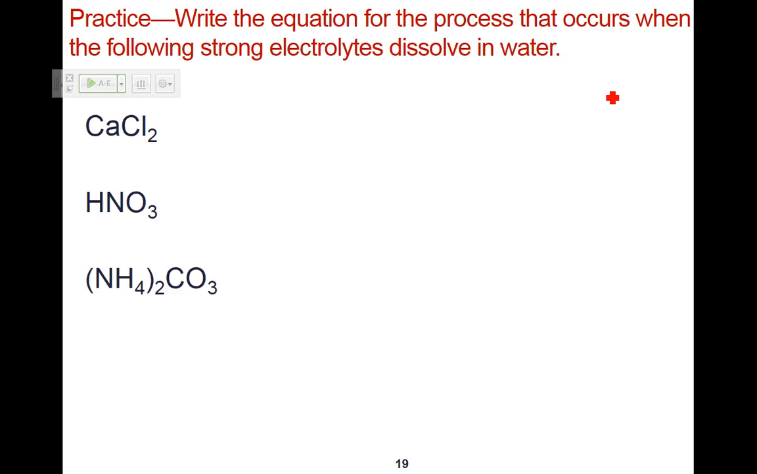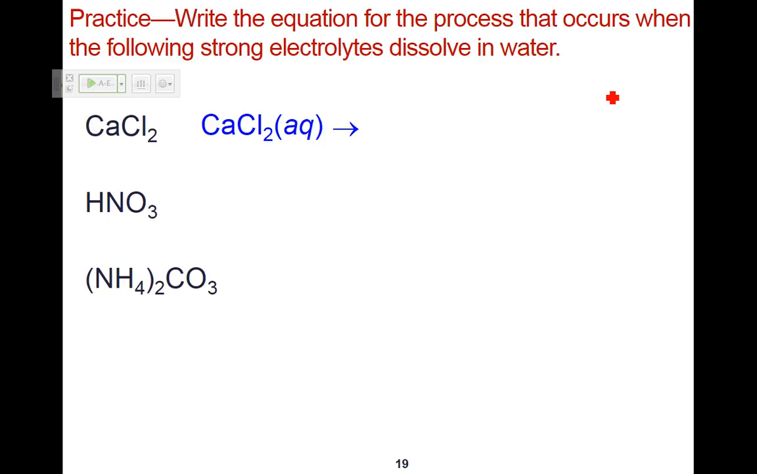So let's look at writing the equations for the process of dissolving these strong electrolytes. So we have CaCl2. The first thing, if we're dissolving in water, we're going to put the AQ behind it. You have to have the AQ. It represents it's not a solid, but it's dissolved in water. So that's going to form my 2 ions. So I have my calcium ion and my chloride ions.